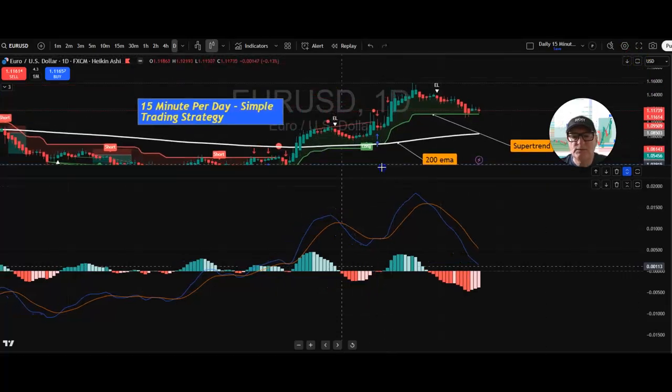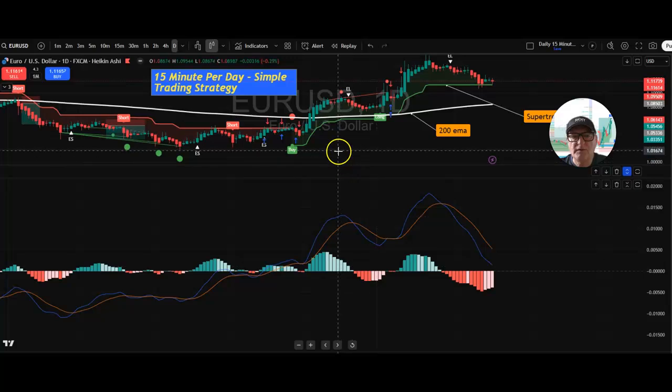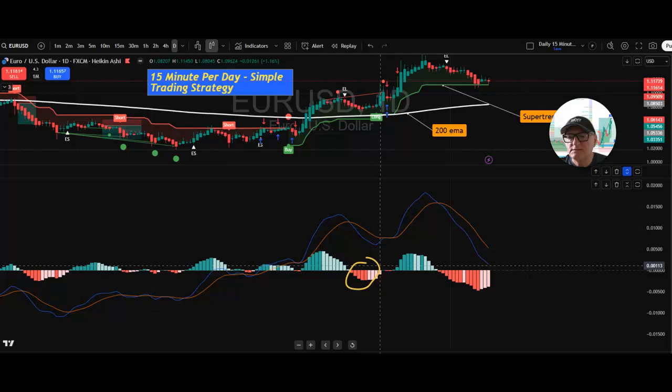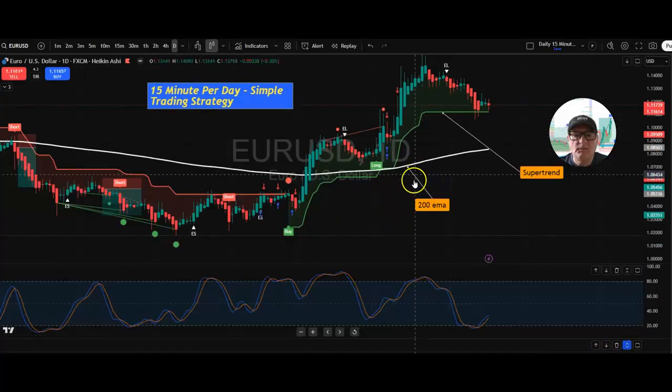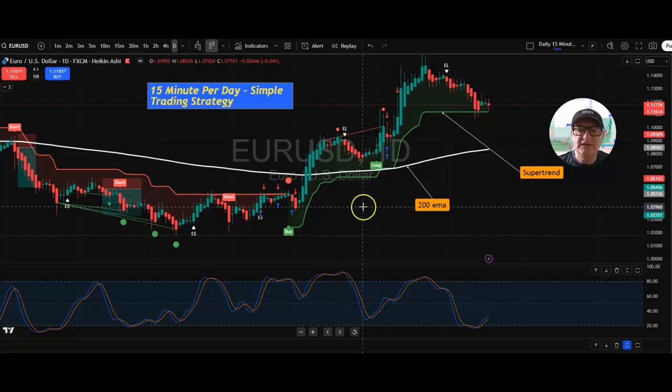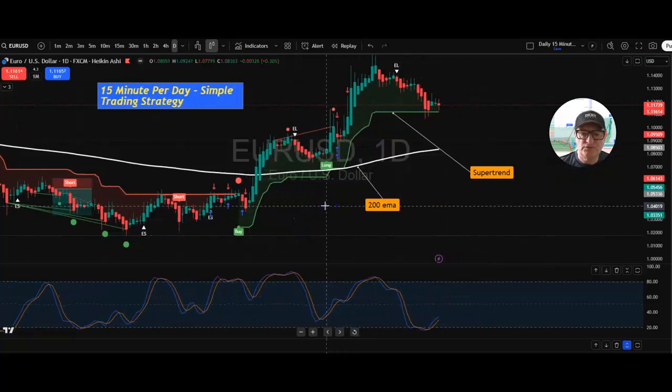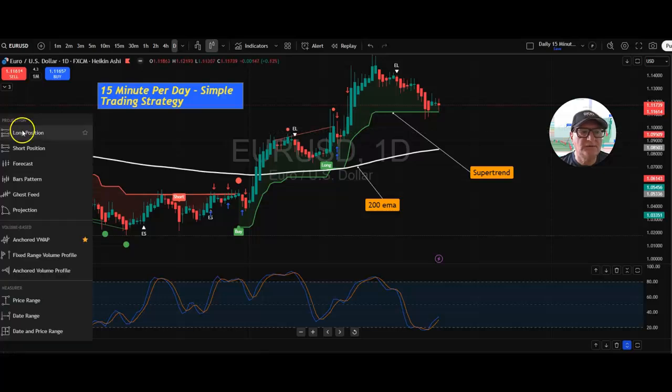So once we know that situation, what do we do? We know that we've got a red histogram in an uptrend. So the next thing we need to do is have a look at our oscillator. Okay, so once we know that, we're then looking for a buy entry into the trade. And once you get the crossover on the oscillator, that is your position to go long.